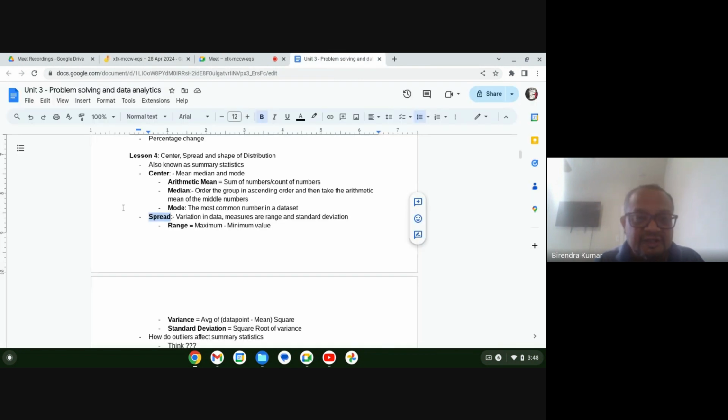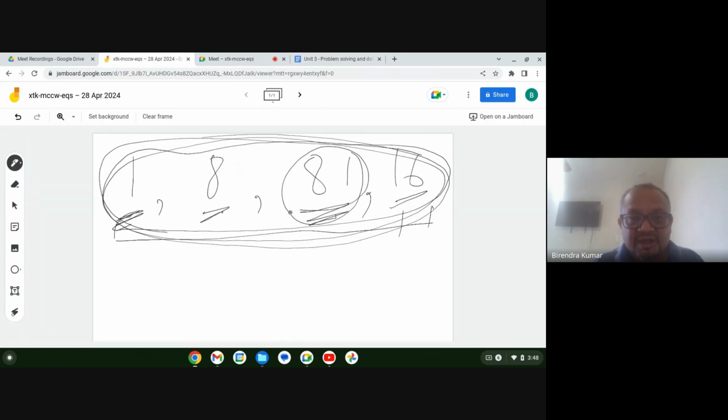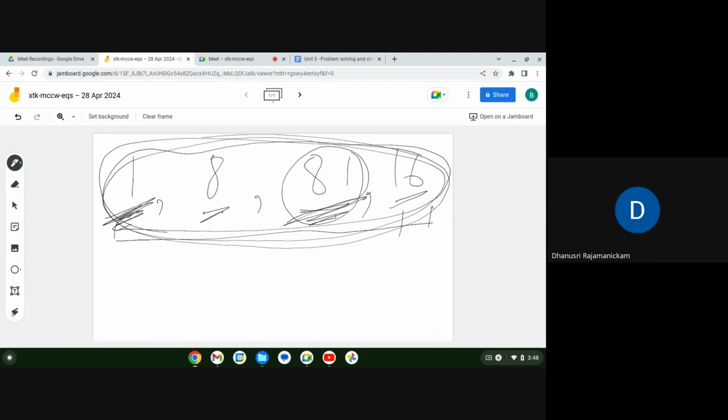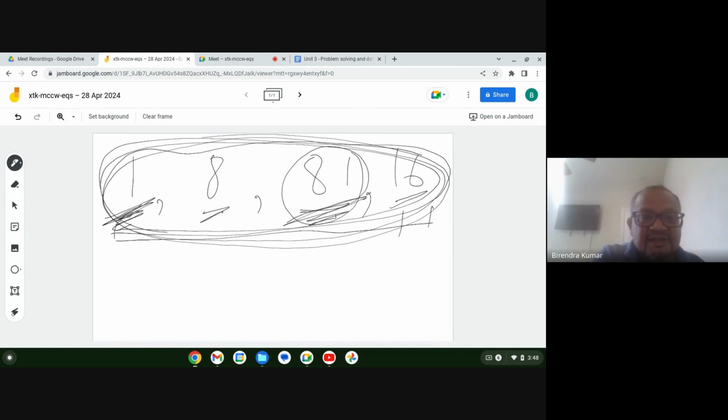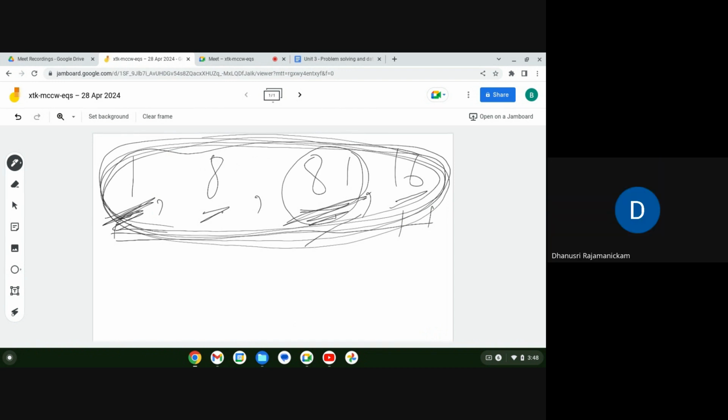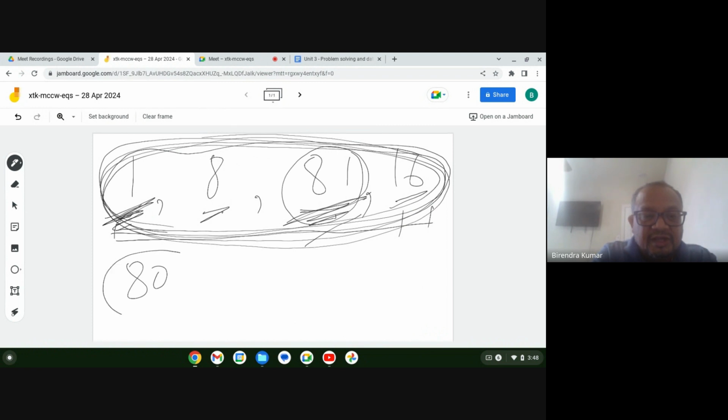Let's just look at the definition so that I don't miss anything. First one is called range. If you look at the numbers, what is the range? What is the maximum value and what is the minimum value? 81 is the maximum and 1 is the minimum, right? So the range of this number is the difference between the maximum and the minimum, so 80. There's a range of 80 marks between the highest and the lowest in the class.